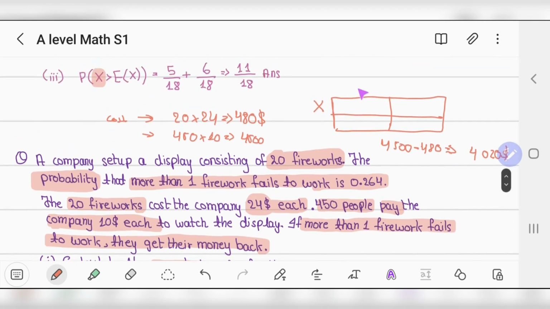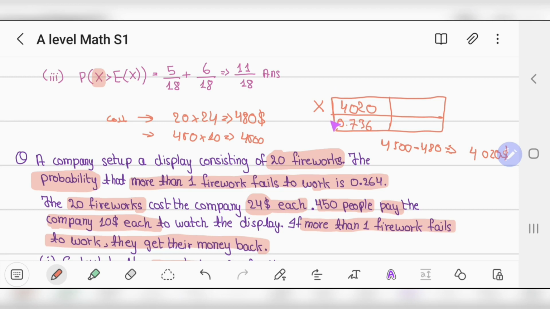The company could have a profit of $4,020, and the probability of having this is 1 minus 0.264, which is 0.736.